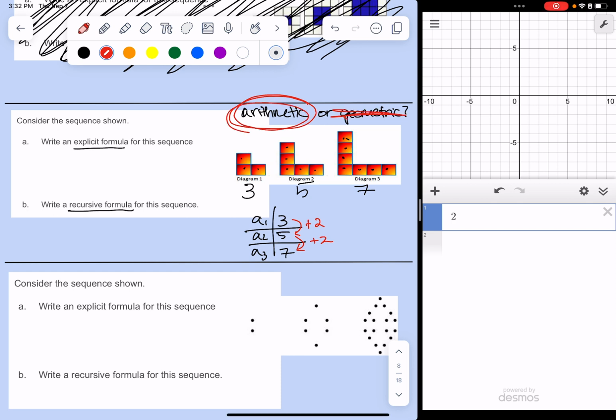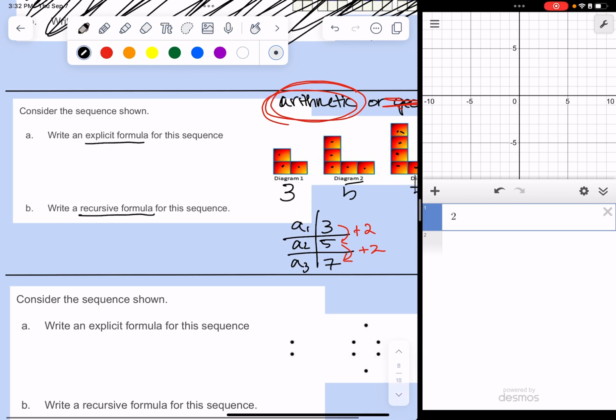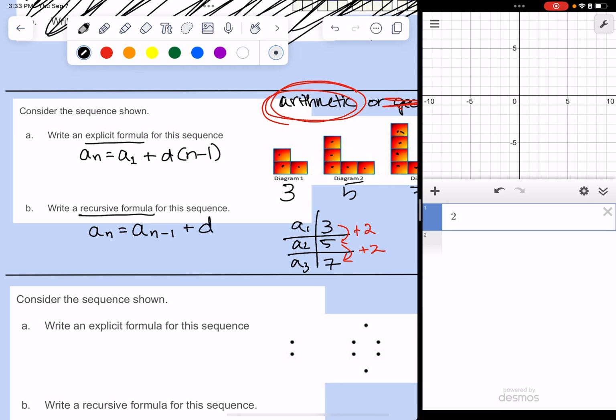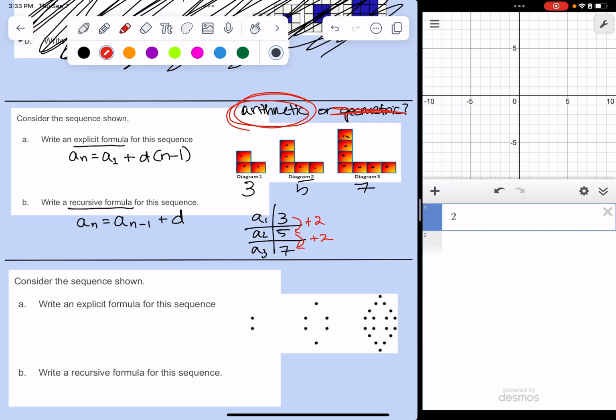So what I need to do is look at the posters that we have in the class. For explicit, it's An equals A1 plus d times n minus 1. And for recursive, it's An equals An minus 1 plus d. Remember, the only things that we are changing are the d, and then in the explicit formula, the A1. Our A1, you already wrote it, it's 3.